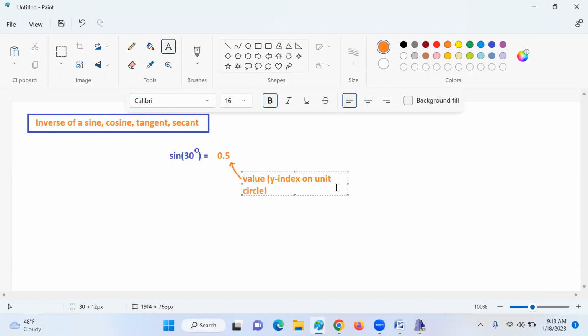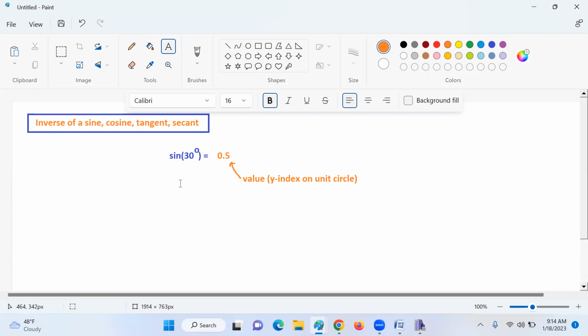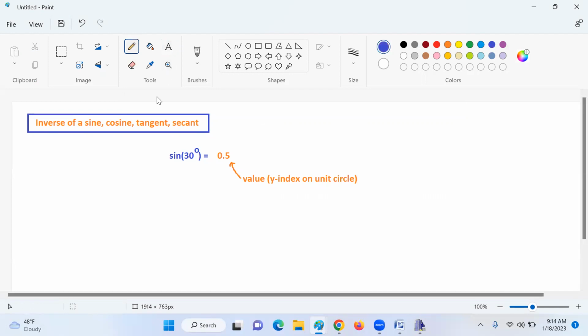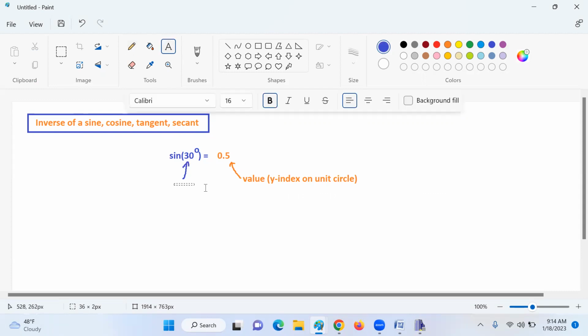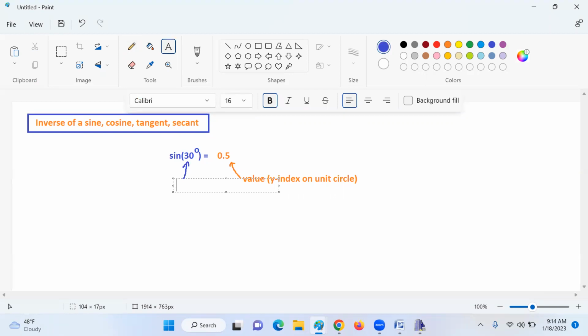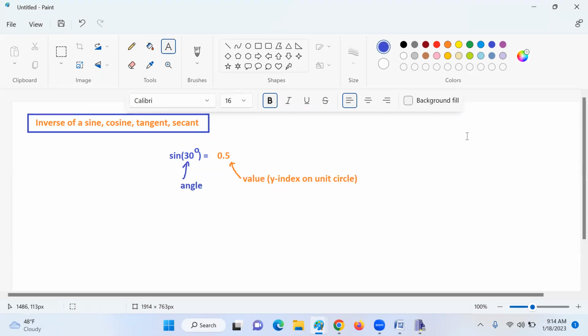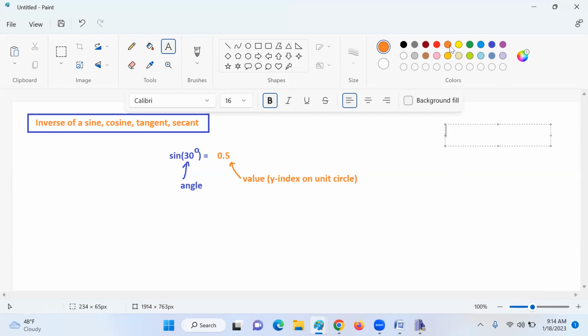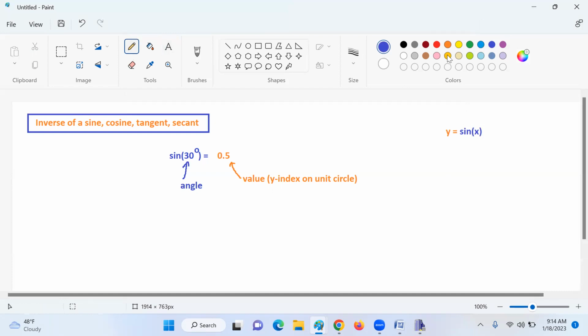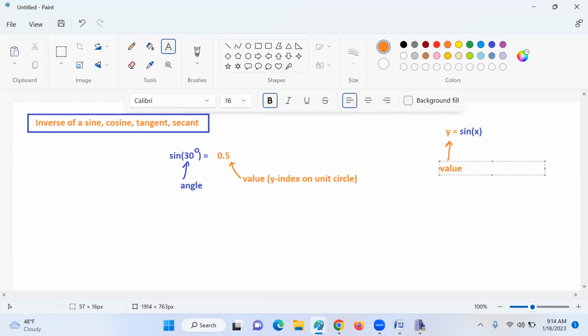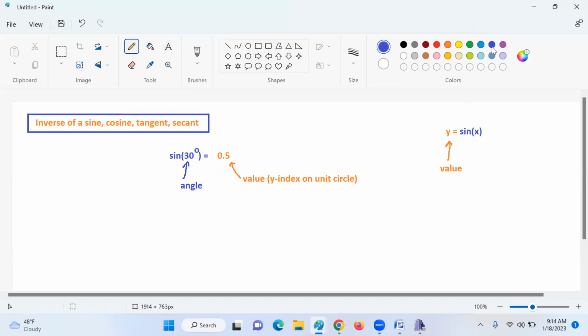Okay, so we need to understand this one, the value, and then the other one will be the angle, correct? The other one will be the angle. So in other words, this is going to be the angle. We can also have a function, let's say y equals sine of x. We're definitely going to learn it for the next hour, but we need to understand that the y will be the values, correct? The y will be the value.